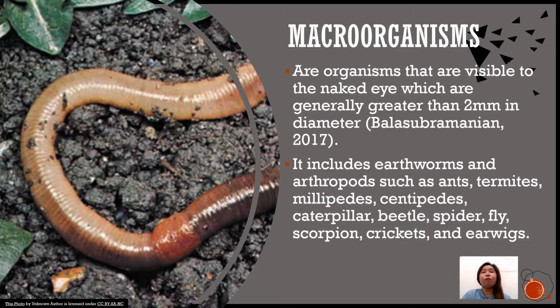So that's all for the soil microorganisms. Now we move to the next level. We will discuss some examples of the macroorganisms. And to define, macroorganisms are organisms that are visible to the naked eye, which are generally greater than 2 millimeters in diameter. This includes earthworms and arthropods such as ants, termites, millipedes, centipedes, caterpillars, and so on.